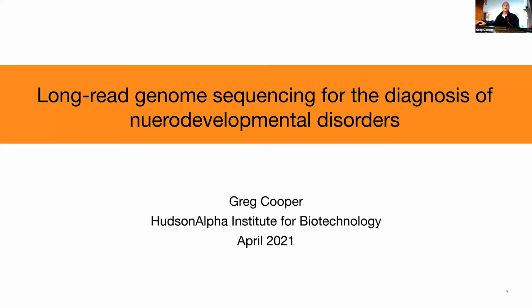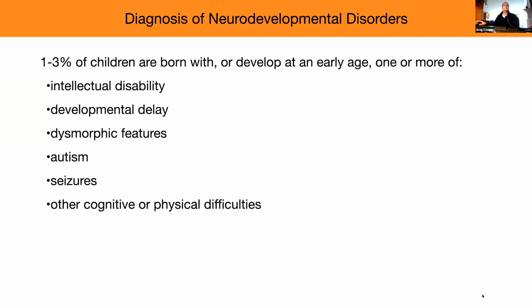So as you heard, I'm talking about long-read genome sequencing, which is something that we're really excited about. To set the stage, one of the driving questions or goals in my group is understanding the genetic basis for neurodevelopmental disorders. As a big picture umbrella, something like 1 to 3% of children are born with one or more of the symptoms listed here: intellectual and physical disabilities, seizures, autism, and other related difficulties that can pose significant challenges to both the child and their families.